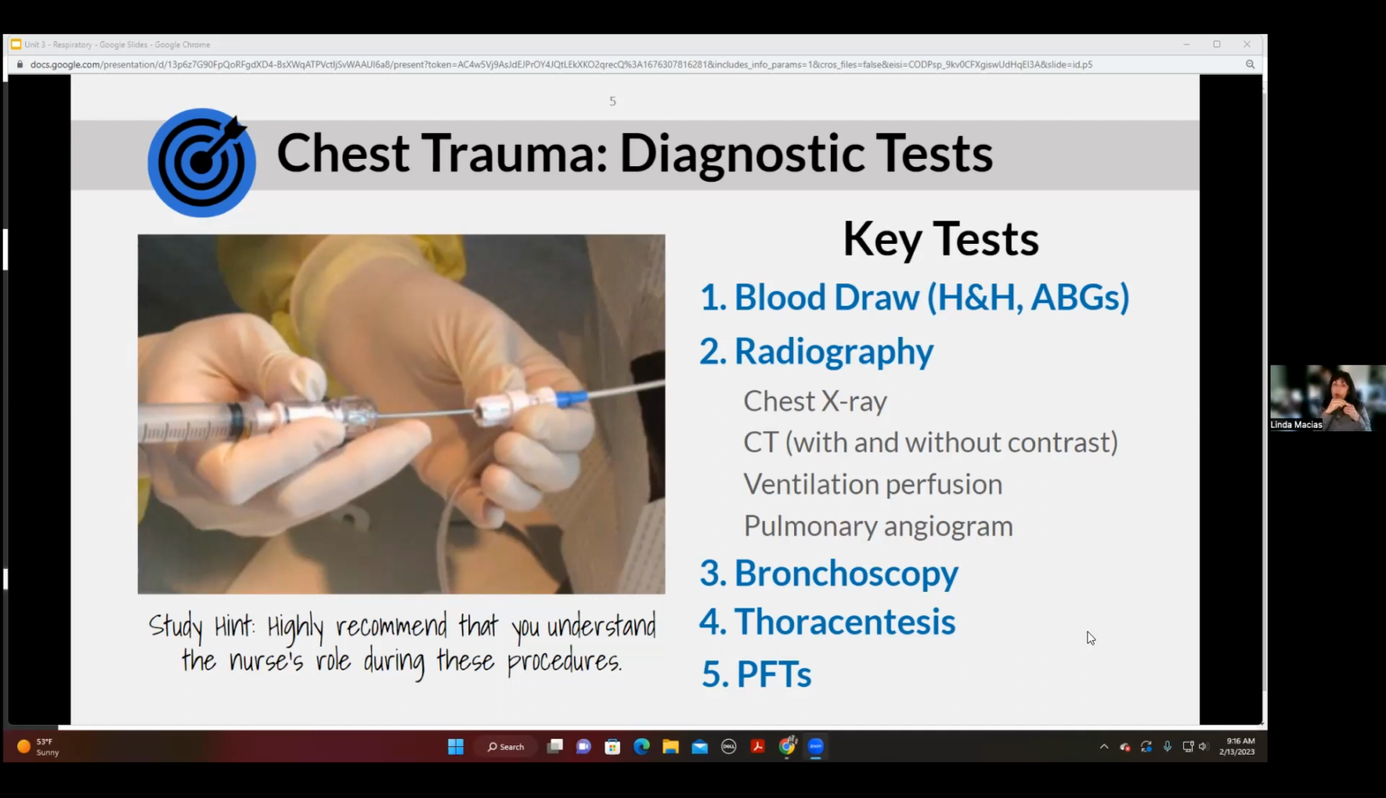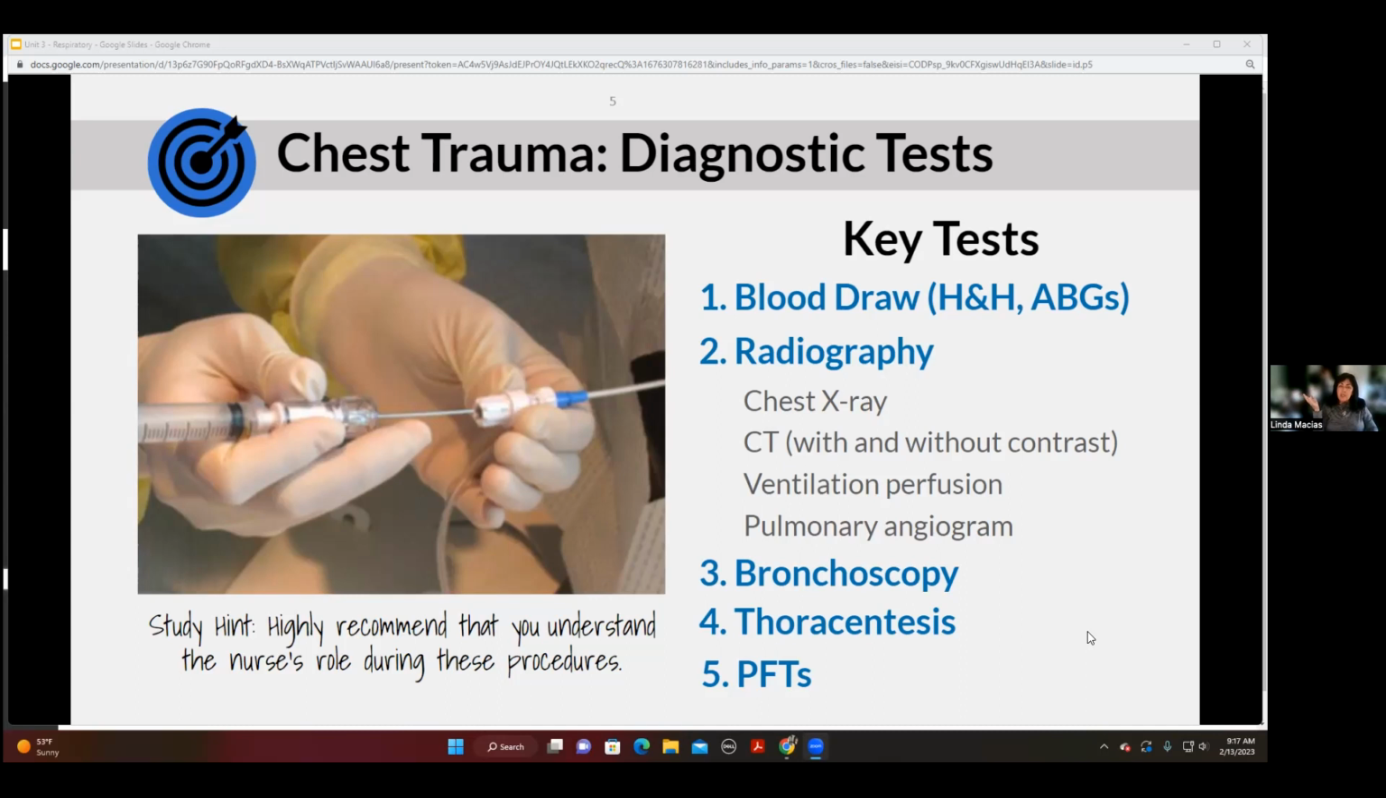A finger probe for the oxygen saturation also gives us the idea with that laser measuring the amount of oxygen in the blood, but this is much more definitive. And then of course we have the radiography, chest x-ray, CT with or without contrast, the ventilation perfusion test or pulmonary angiograms. If your patient goes for one of those, see if you can go with them. Probably not so much for a chest x-ray, but if your patient's going for a CT scan and you're able, go with them so you can see what they go through, unless you've had one yourself.